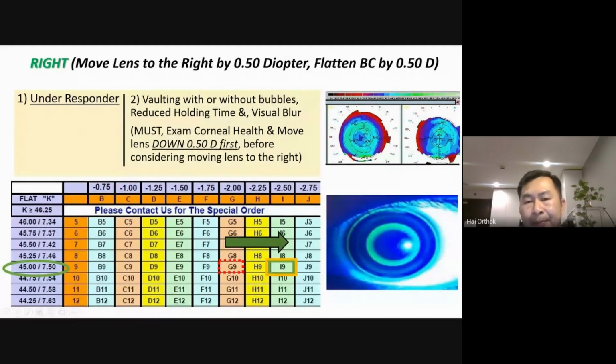The peripheral stays the same. So remember, when we move the lens from the left to the right of the selecting chart, we actually increase the power and increase the flattening or touching on the central cornea. When we move the lens from the top to the bottom, we actually flatten the alignment curve of the lens. We make it flatter.